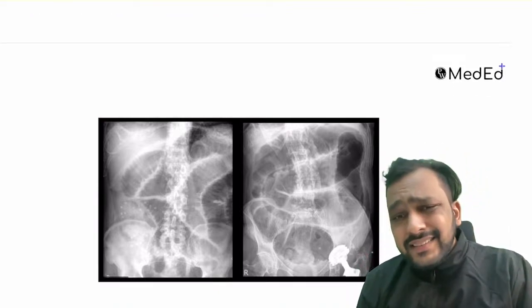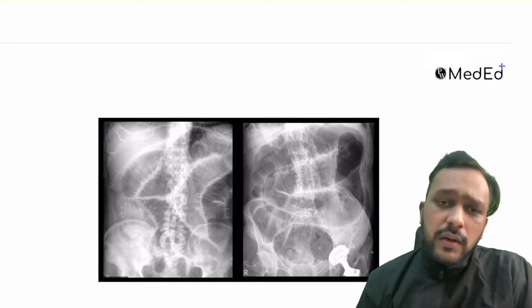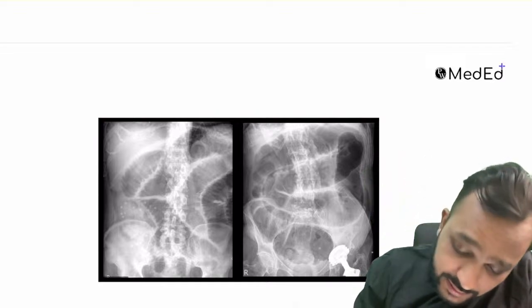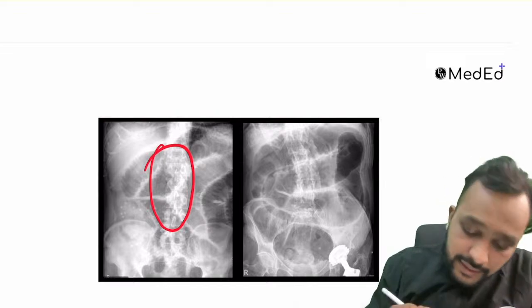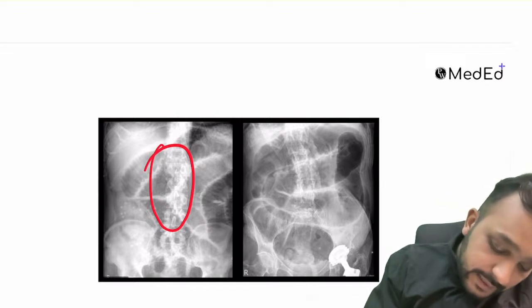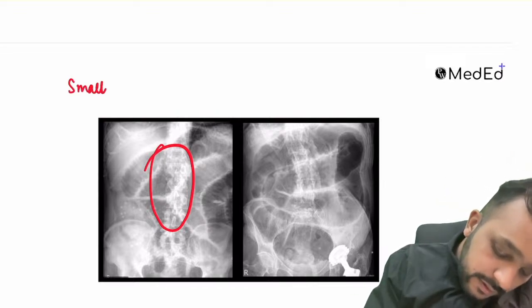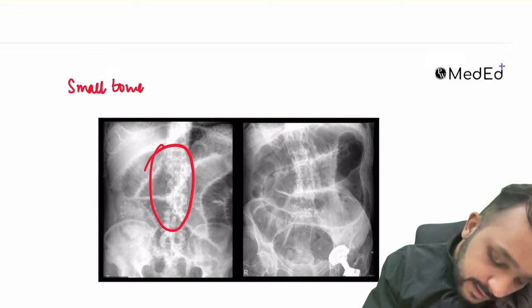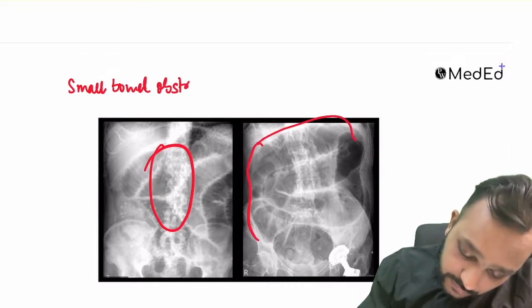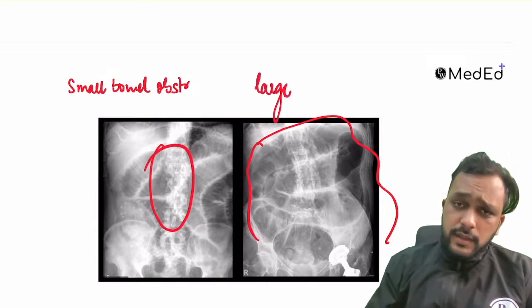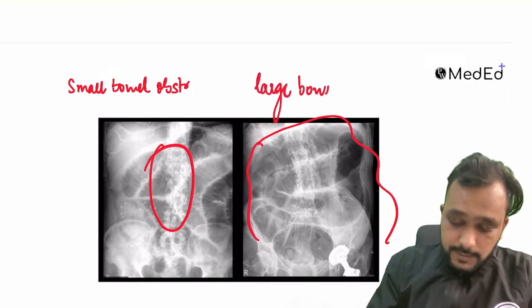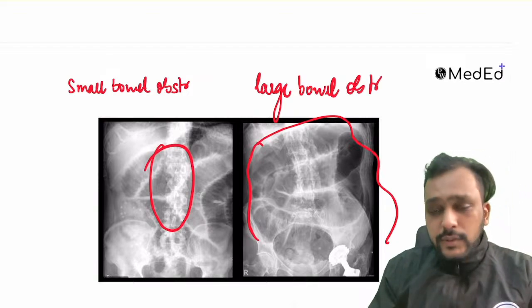Now how to call it as small intestine obstruction or large intestine obstruction? If the dilated loops are seen within the central part of the abdominal cavity, then it is a small bowel obstruction. If dilated loops are seen within the peripheral part of the abdominal cavity, it is a large bowel obstruction, right? So this is how you can differentiate.